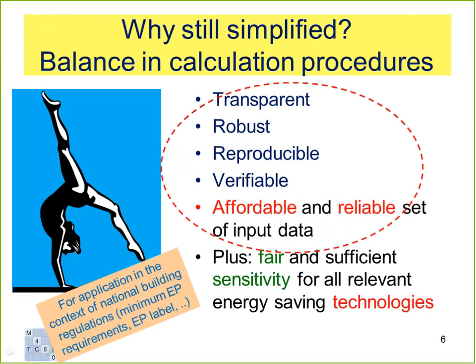So why still a simplified hourly method? Why not the detailed one? That's because we need a balance in the calculation procedures, because they need to be transparent, robust, reproducible, and verifiable, and also affordable and reliable with respect to acquiring the input data. And that's because the method has to be applicable for the national building regulations, so to set minimum energy performance requirements, energy performance label, and so.